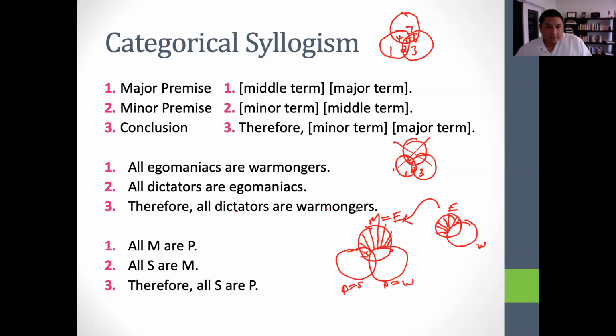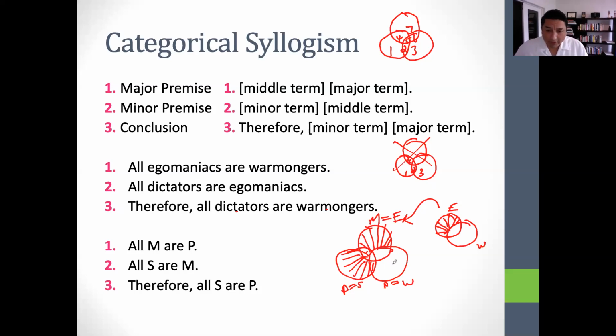Now let's do the diagram for the second premise. All dictators are egomaniacs. So now you're dealing with two circles: this top circle and then the D circle. All dictators are egomaniacs. That means that all the dictators are going to be up here with the egomaniacs, and there's not going to be any down here outside of that circle.